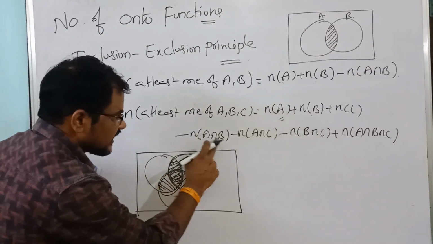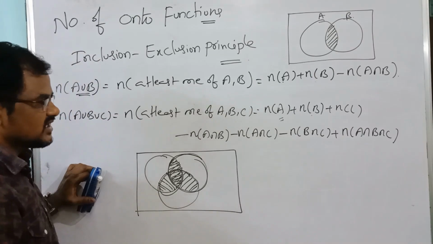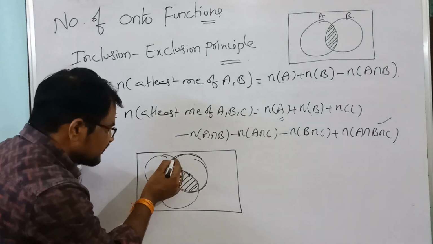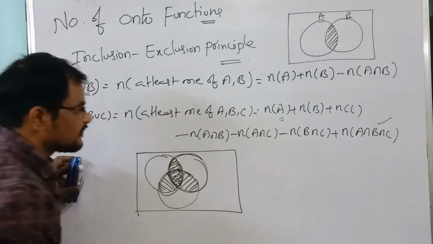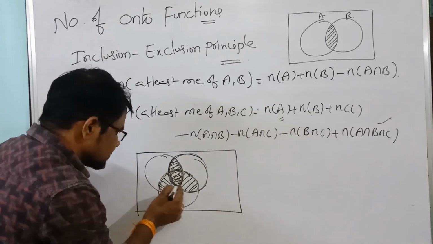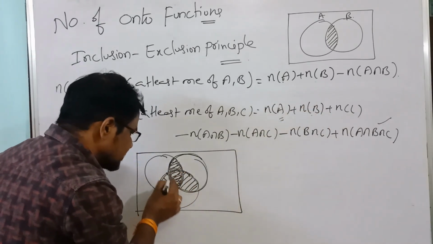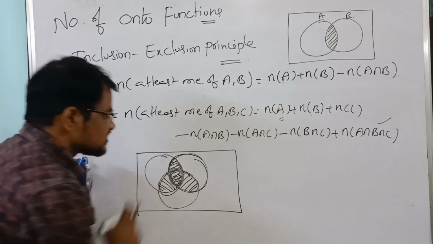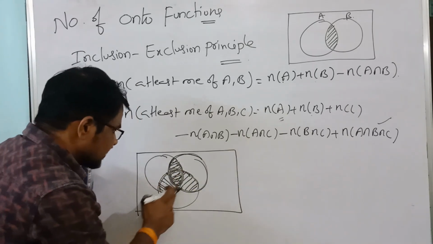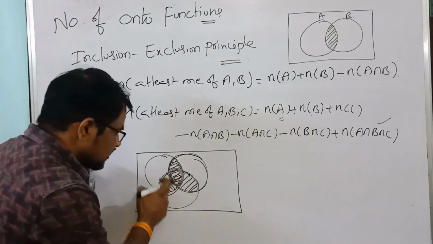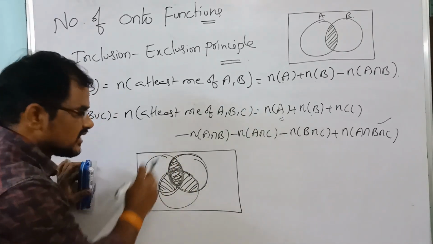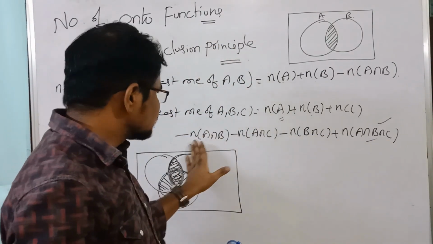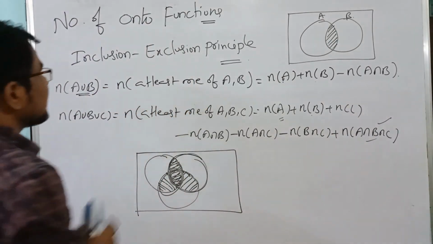So that's why we are subtracting A intersection B, B intersection C, and C intersection A. But why are you adding A intersection B intersection C? Because here, if you take n of A, once we are considering this one, and n of B also we are considering this one, and n of C also, means three times we are considering this one. And if you subtract A intersection B, once we are subtracting, and A intersection C, second time we are subtracting, B intersection C, third time we are subtracting, means three times we are considering, three times we are subtracting. So that's why once we have to add. So that is the reason behind subtracting and adding. Okay?